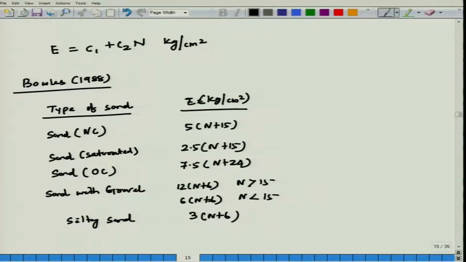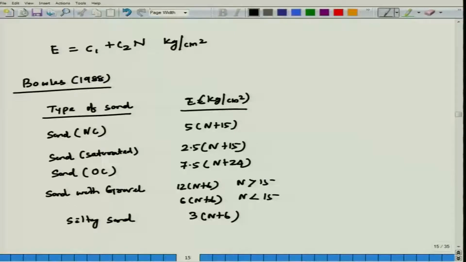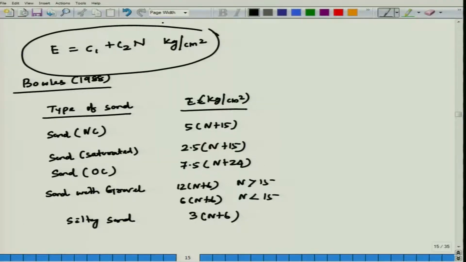You can get the C1 and C2 values from Bowles' book. I will give in the next class what the generally used C1, C2 are. So, C1 plus C2 N is widely used, and Bowles 1988 has also given typical types of sand and the value of E. Once you get N corrected, from there you can find the value of E, the modulus of elasticity.